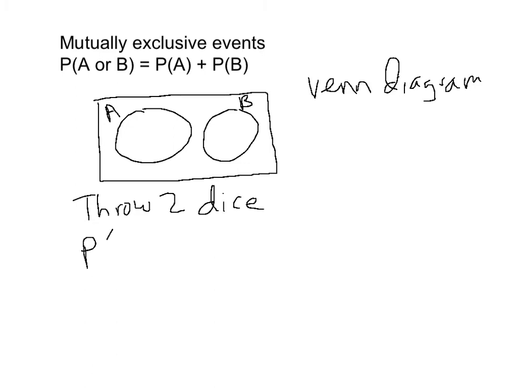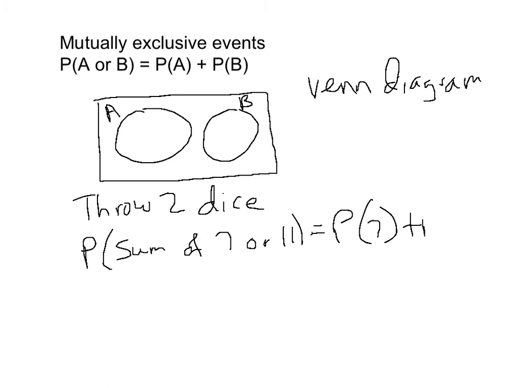The probability that we would get a sum of 7 or 11 would just be the probability that we'd get a sum of 7 plus the probability that we'd get a sum of 11, since the two events cannot occur at the same time.